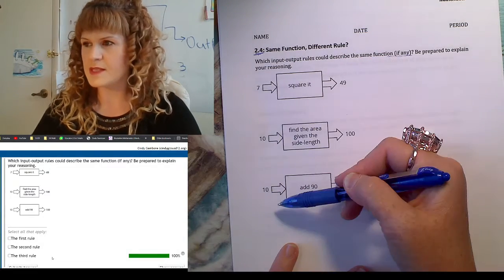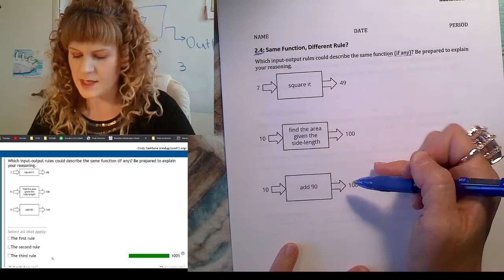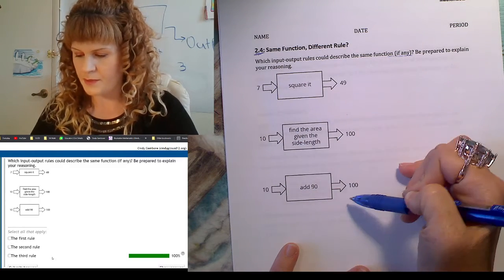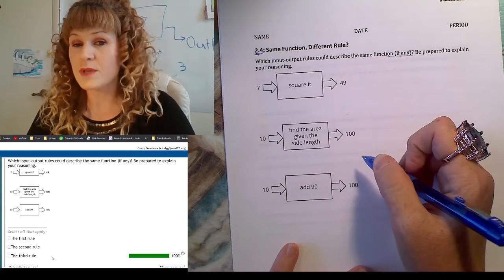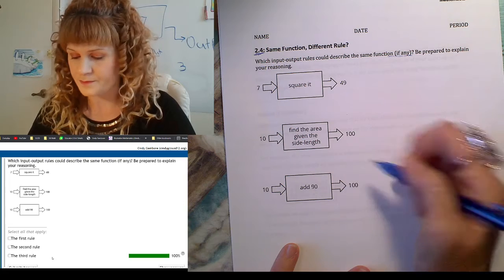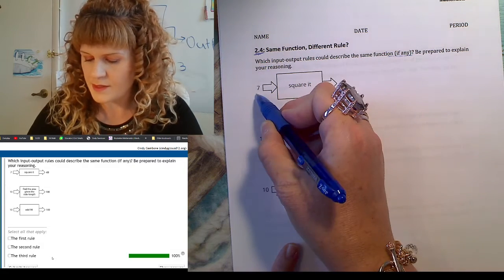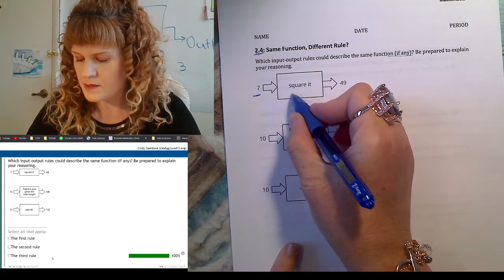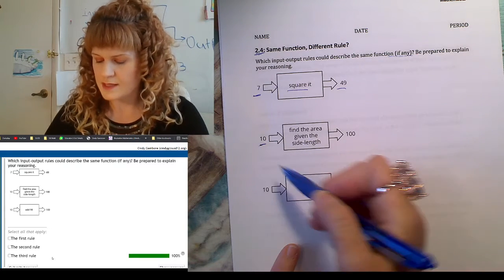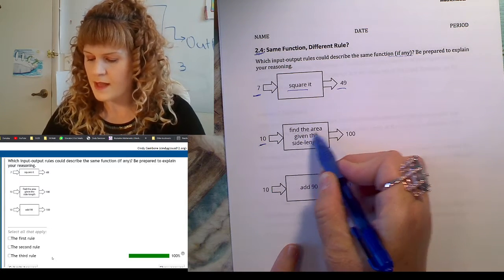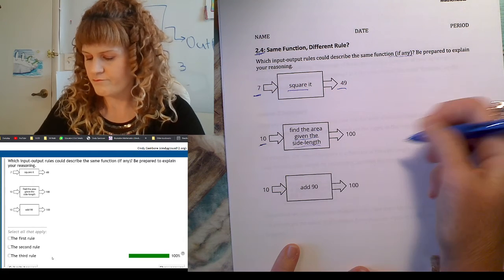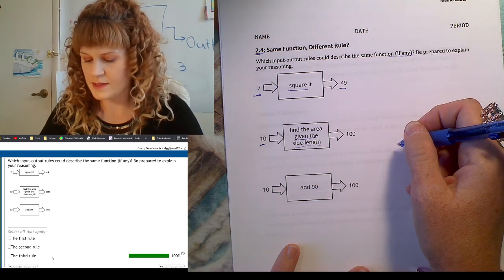Okay, they give us these 3 diagrams, and you see it on your screen too. We have the inputs, the rules, and the outputs. Which of these 3, if any, could be the same function? Okay, let's take a look. 7 is the input. Square it, and you get 49. Okay. 10 is the input. Find the area given the side length.